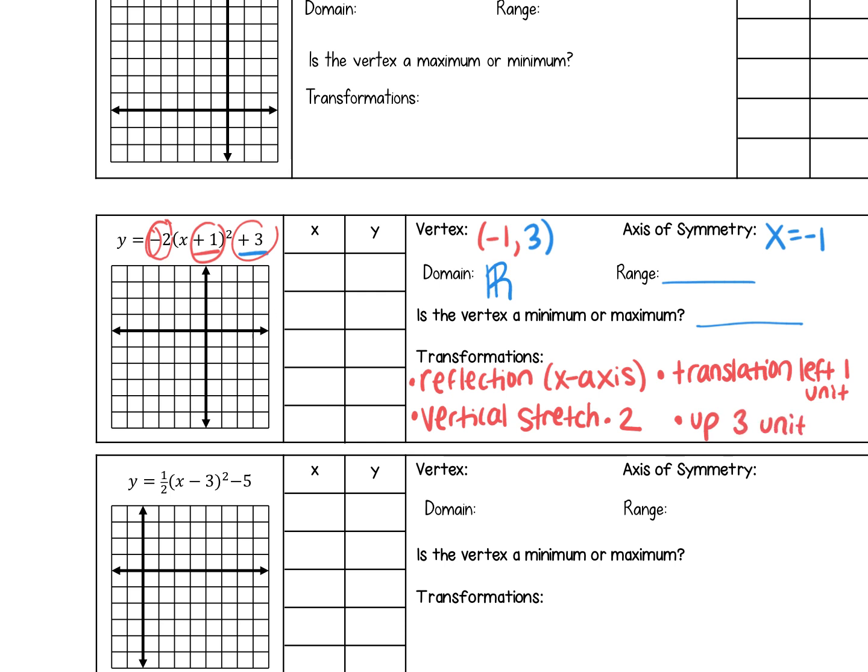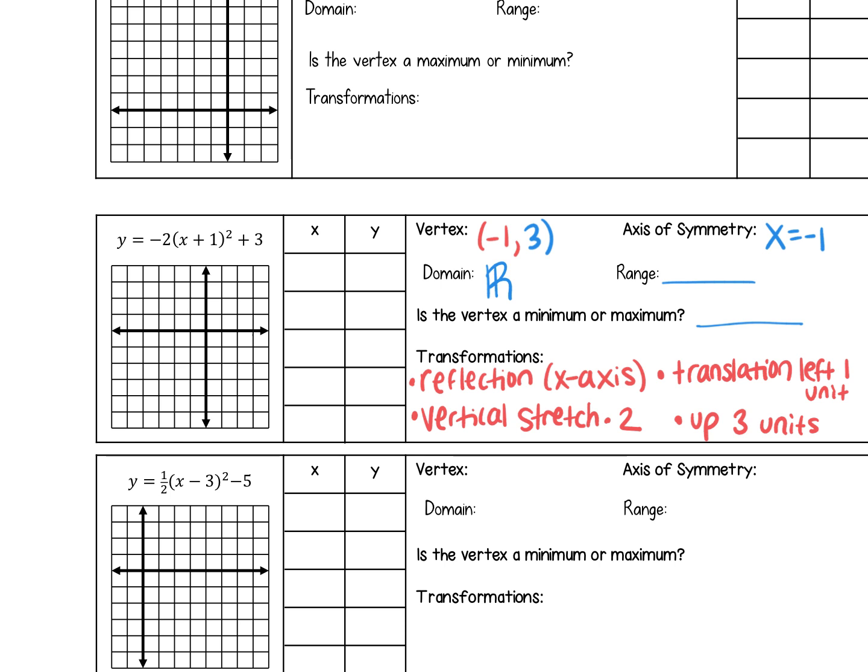Remember that the number inside kind of does the opposite of what you would think. It actually moves it to the left 1, this number inside the parentheses. And then the number outside does exactly what you would think, it moves it up. So now we're going to get into the actual graph.